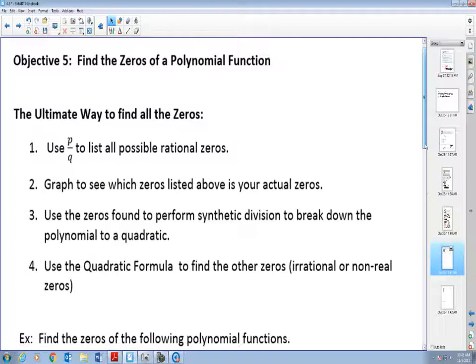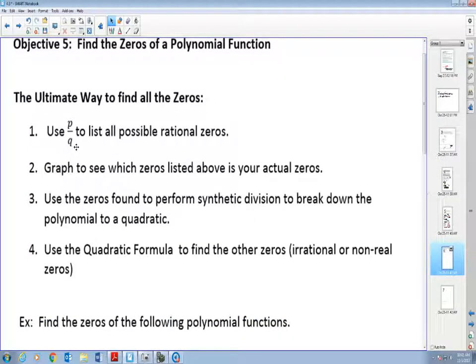So the first thing we're going to do is use our rational zero theorem to do the P over Q to list all the possible rational zeros, because if one of my zeros is going to be a fraction, the P over Q can help us identify who that might be. Then we're going to graph the function to see which zeros we listed from step number 1 are our actual zeros. Then we're going to use the zero we found to perform the synthetic division.